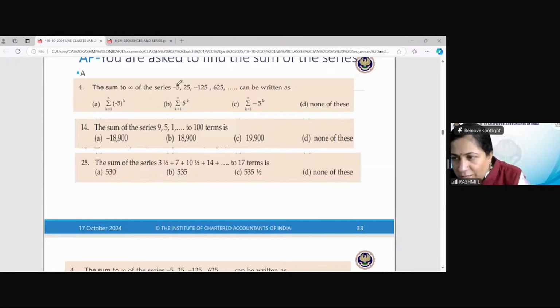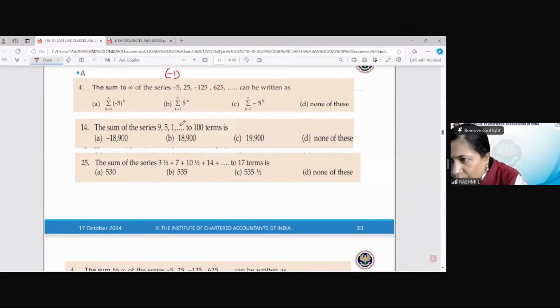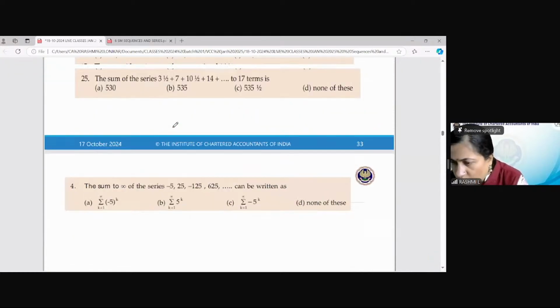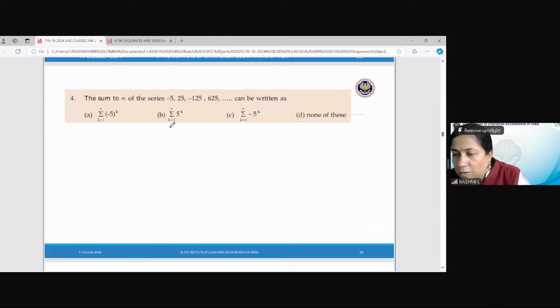This is like the first question we did. This is -5, 25, -25, 625. So what is happening here? -1 raised to what? Here it is 1. Let me do it below. So this is -5, my first term. This is 25, this is -25, and this is 625, and so on. And the sum is to infinity.